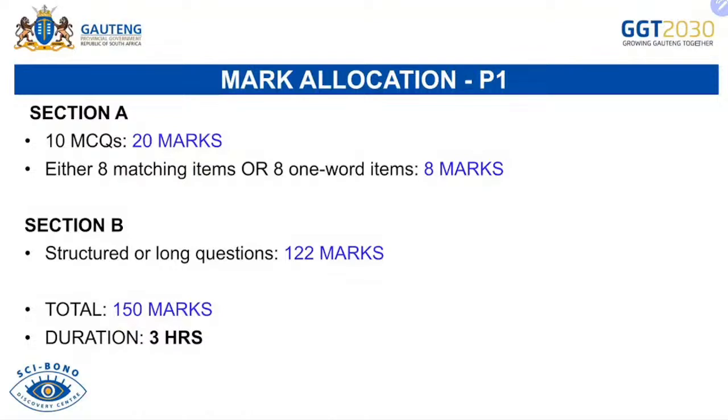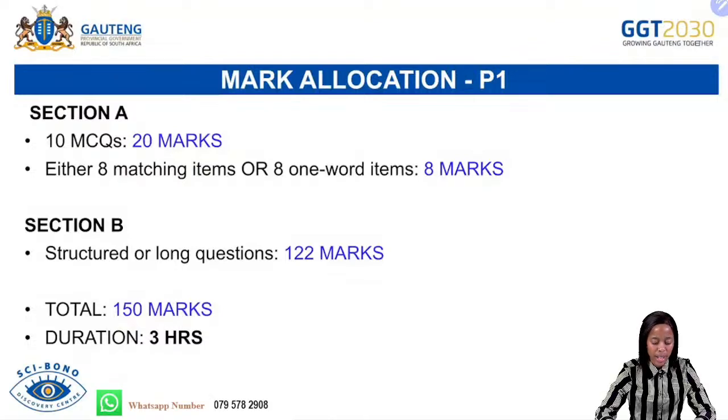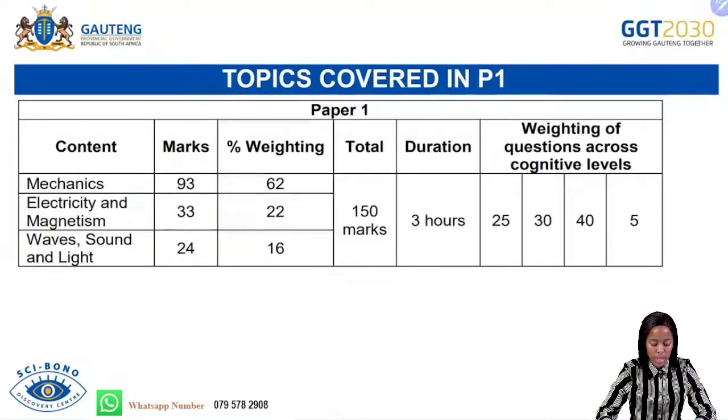So it consists of your section A, which has 10 multiple choice questions with a total of 20 marks. And then under section A again, we are going to have either 8 matching items or 8 one-word items, which has a total of 8 marks. And then we have your section B, which consists of structured or long questions and has a total of 122 marks. The total for your paper 1 will therefore be 150 marks, with a duration of 3 hours.